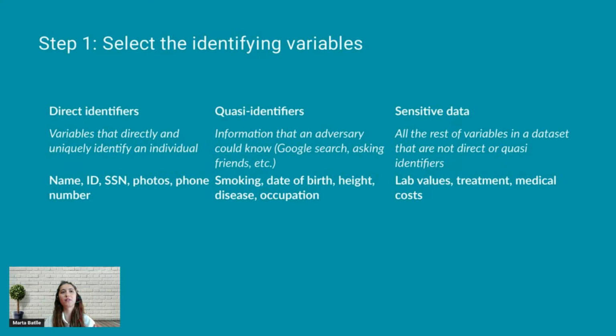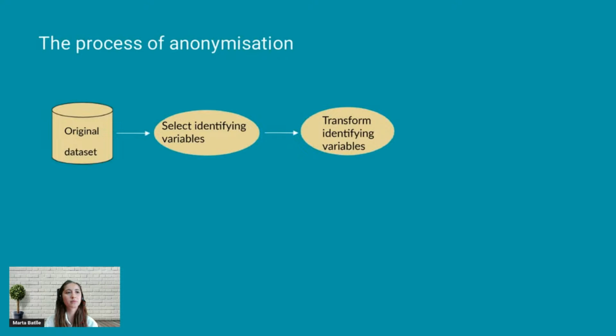And finally, we have the rest of the variables or information which we call sensitive data, that are not identifiers of a person. So once we've identified the variables that could help someone identify us, we will use anonymization techniques or transformation techniques to remove this data that can identify us.